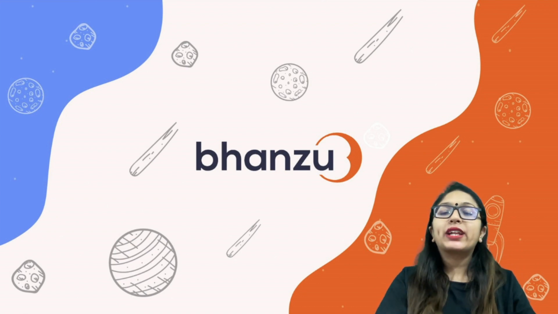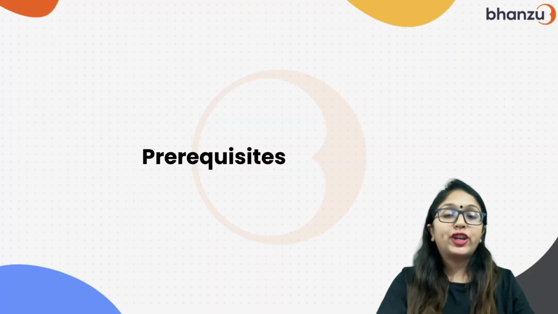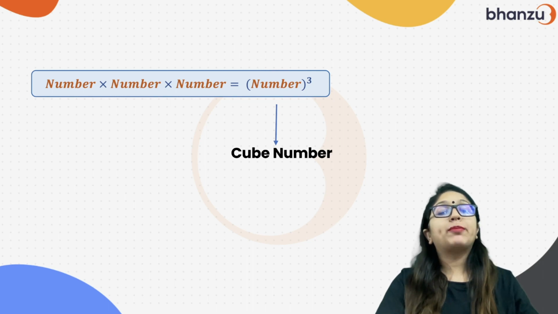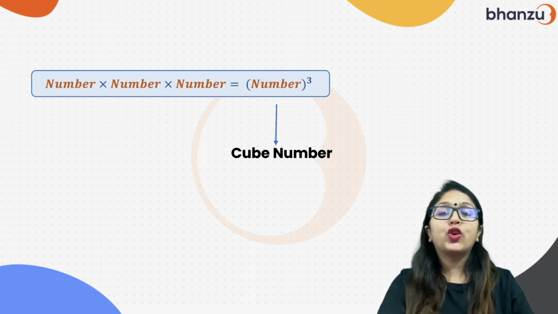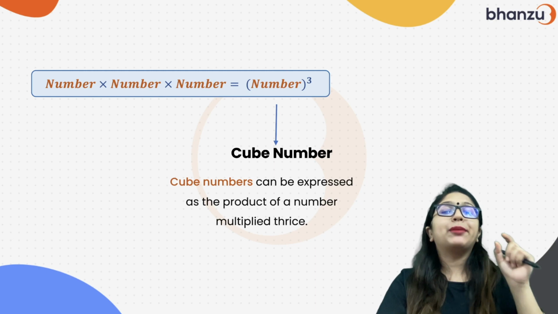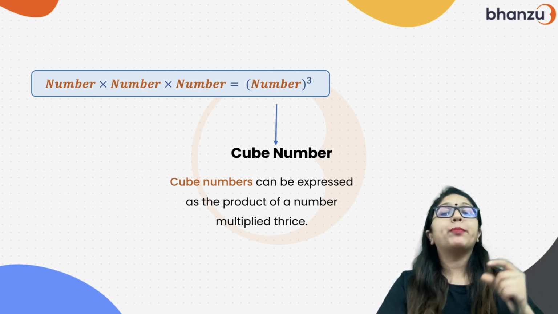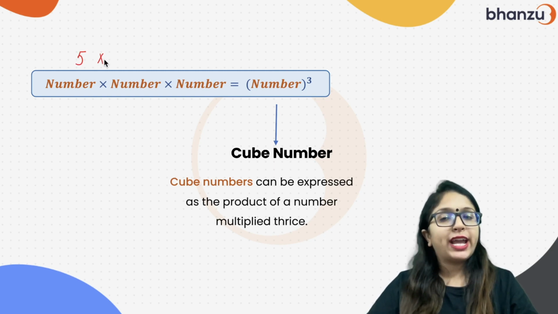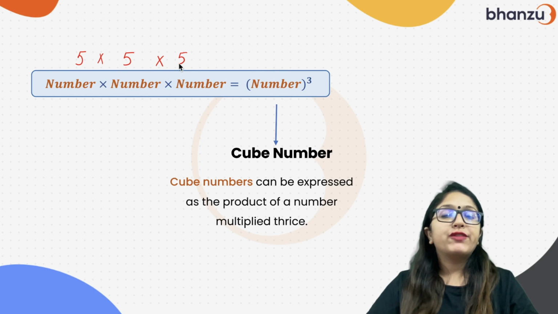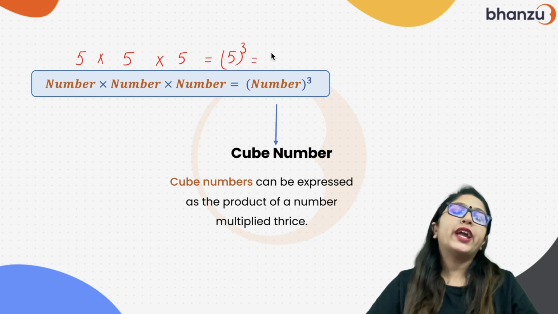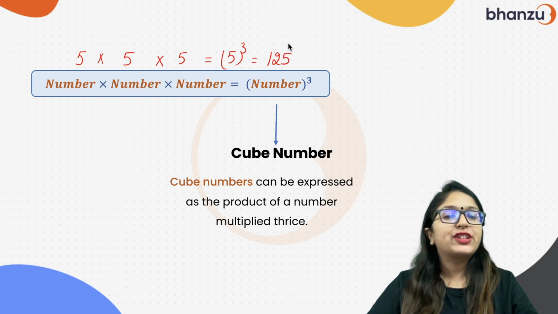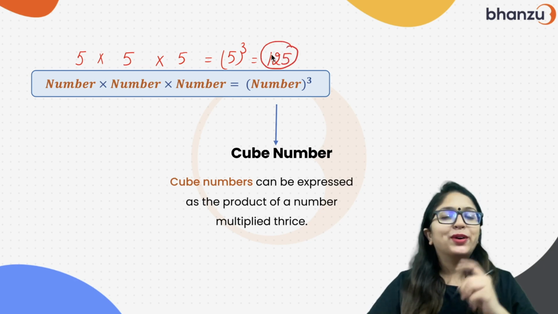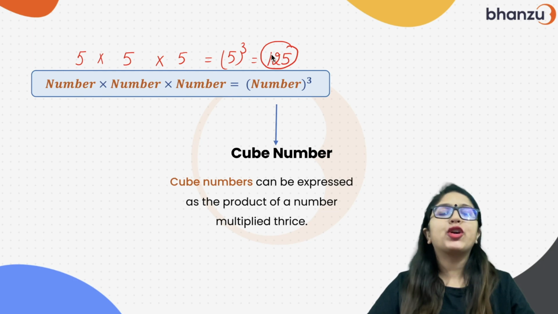Yes, so let's quickly recall what we did in the last video first of all. We talked about cube numbers. So what are cube numbers? The numbers that can be expressed as the product of a number multiplied thrice. So if we want to find the cube of 5, then 5 times 5 times 5 equals 5 cubed, and 5 cubed is 125, which is a cube number. Is that clear now? And I hope you remember this.